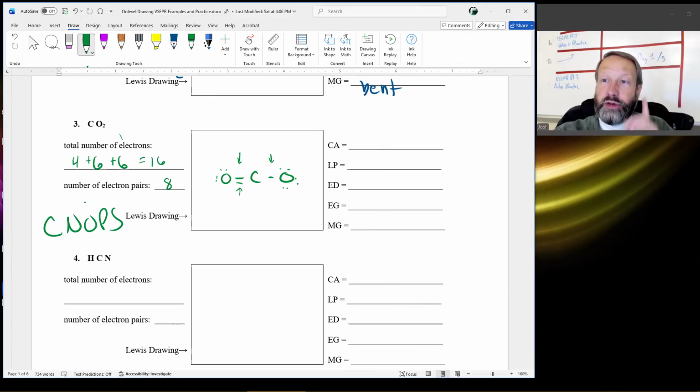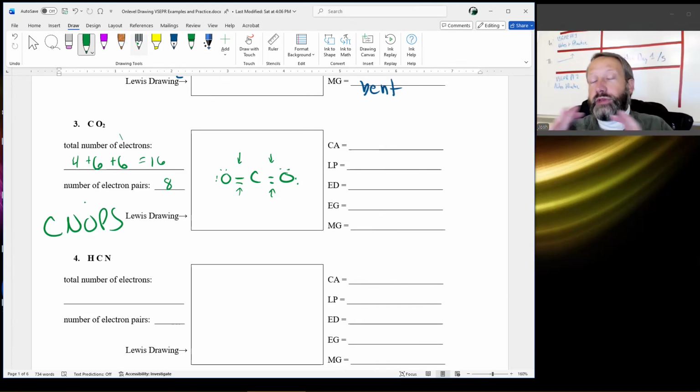I need another pair. Now we could erase from this oxygen here, but we're not going to. We're going to erase from this oxygen here because nature has shown it would much rather have 2 double bonds than 1 triple and 1 single. So 2 double bonds giving that carbon an octet.